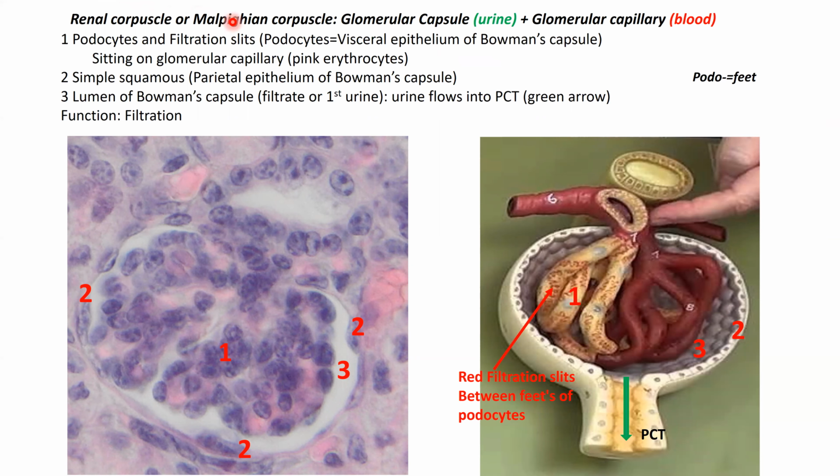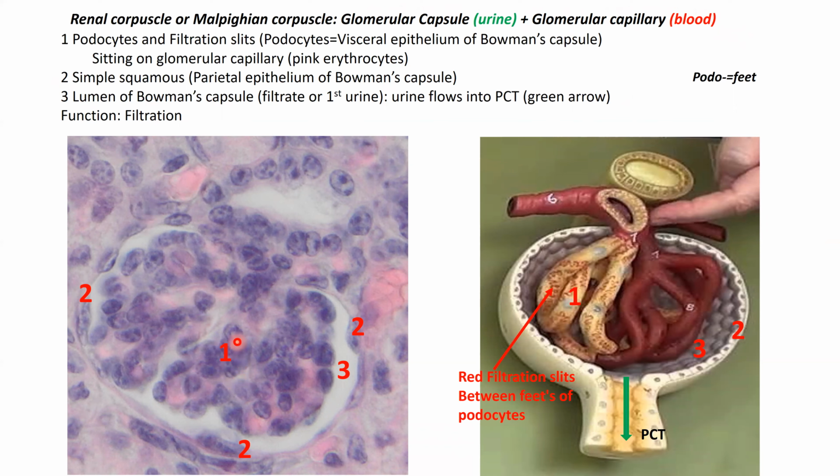Renal corpuscle or Malpighian corpuscle is a terminology that combines the urinary system, where the urine is, which we call glomerular capsule, and the cardiovascular system, where the blood sits in the glomerular capillary. On this image, I am focusing only on the urinary side. We're going to do blood vessels later.